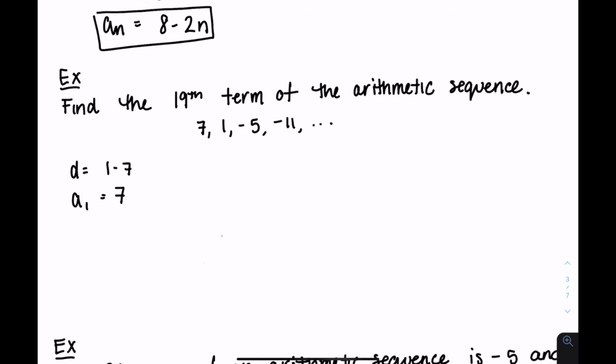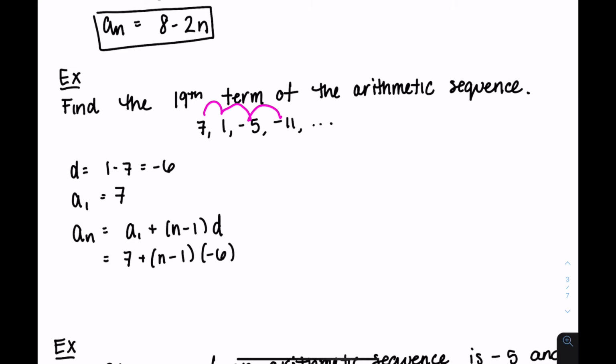Because it's arithmetic, I just look at the difference between two consecutive terms, 1 minus the term before it, which is 7. My common difference is negative 6. So I'm going to subtract 6 each time to get to those next terms. So now I can write my formula for an by replacing my value of a1 and my value of d. Going ahead and simplifying it, my nth term would be given by 13 minus 6n.